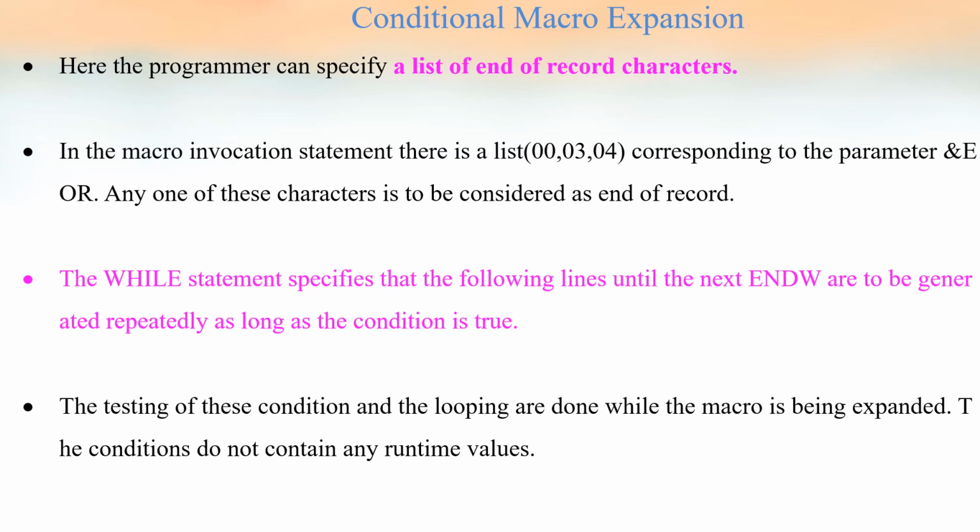In the example, the programmer can specify a list of end of record characters. So these are the 00, 03, 04 corresponding to the parameter &EOR. So it is an array. Any one of these characters is to be considered as end of record. The WHILE statement specifies that the following lines until the next ENDW are to be generated repeatedly, because a loop means it is generated repeatedly as long as the condition is true. The testing of this condition and the looping are also done during the expansion of the macro. The conditions do not contain any runtime values.